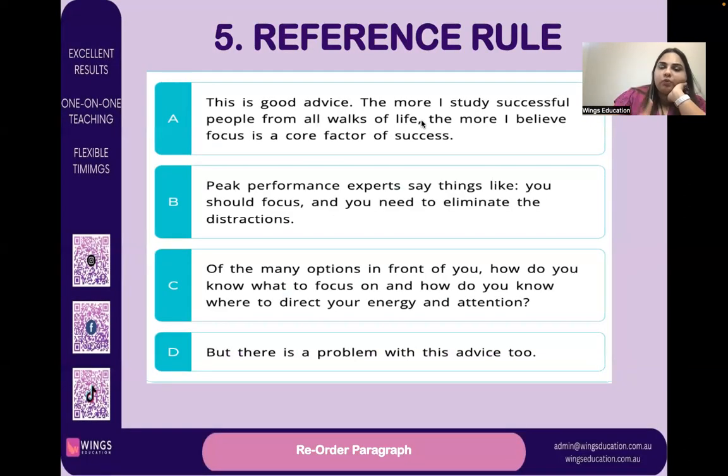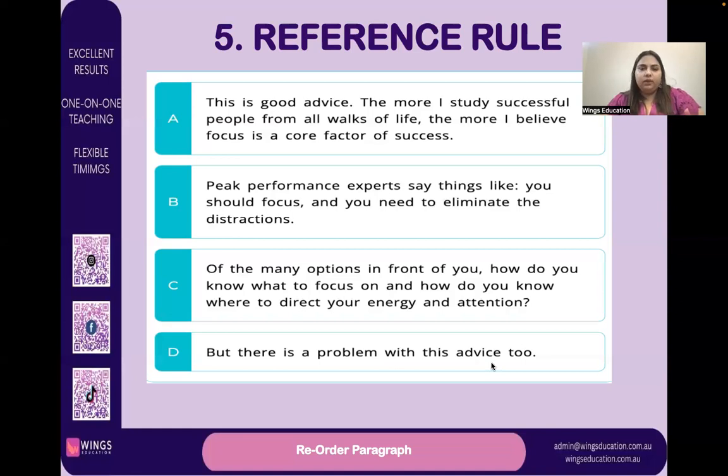Reference rule is like when you point to something: this, that, these, those. If you look at this is good advice. What is a good advice? What you should be doing? But there is a problem with this advice too. Okay, so that means we first have to find the advice. Where is the advice? Peak performance experts say things like you should focus and you need to eliminate the distractions. This is a good advice. The more I study the success of people from all walks of life, the more I believe focus is a core factor of success. But there is a problem with this advice.